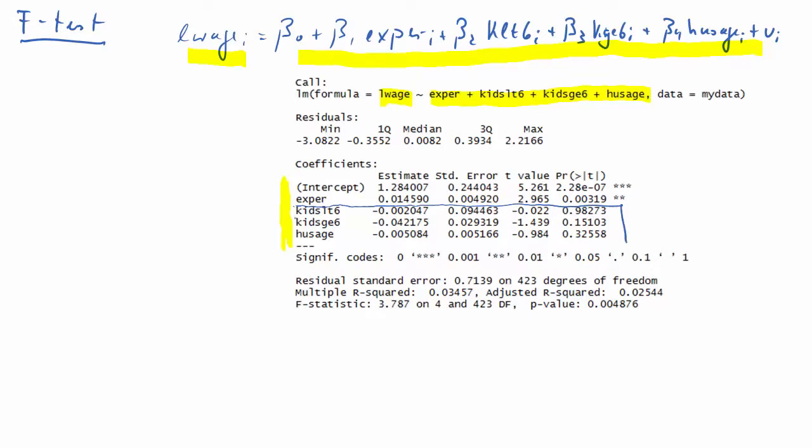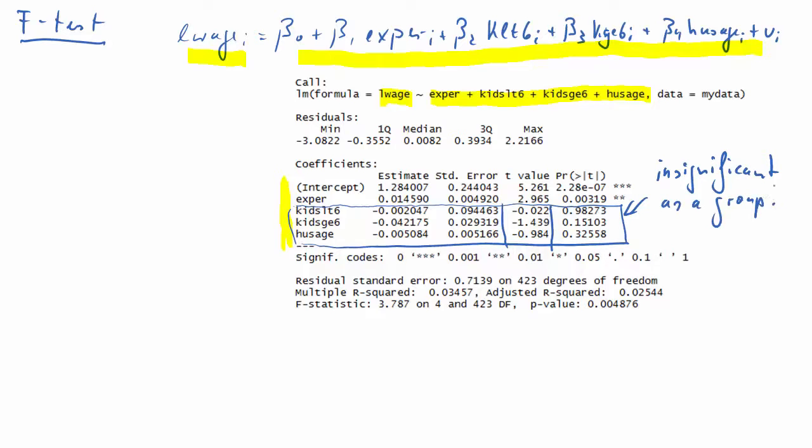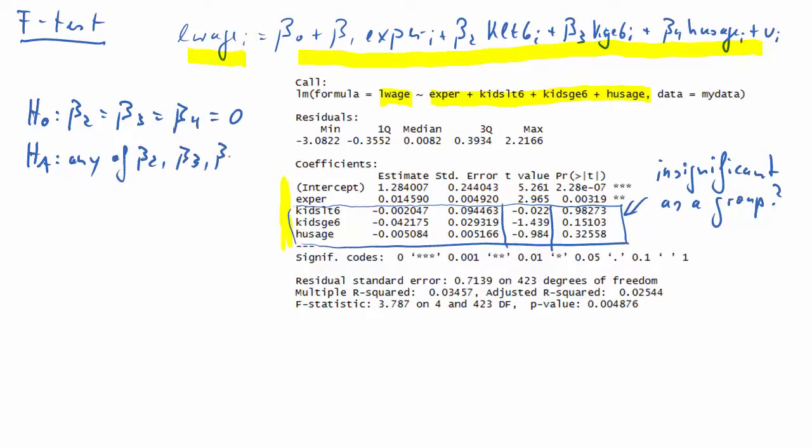If we look at these three variables, the two kids variables and husband's age, they are variables that describe the family circumstances of the female employee, and individually all these variables seem to be not statistically significant. We may ask the question whether as a whole group these variables are indeed insignificant. In other words, we want to test the null hypothesis that beta 2, beta 3 and beta 4 are equal to 0. The alternative will be that at least one of them is unequal to 0.